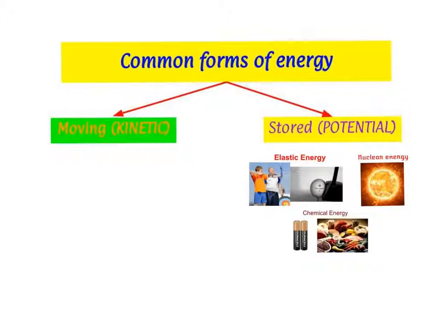A more common type we use almost every day involves chemicals. Now there are chemicals in batteries that produce electricity, and there are chemicals in food which give us energy to do what we need to do. And so these are two different types of chemical energy. In this case, it's stored in the food, and in this case, it's stored in the battery.